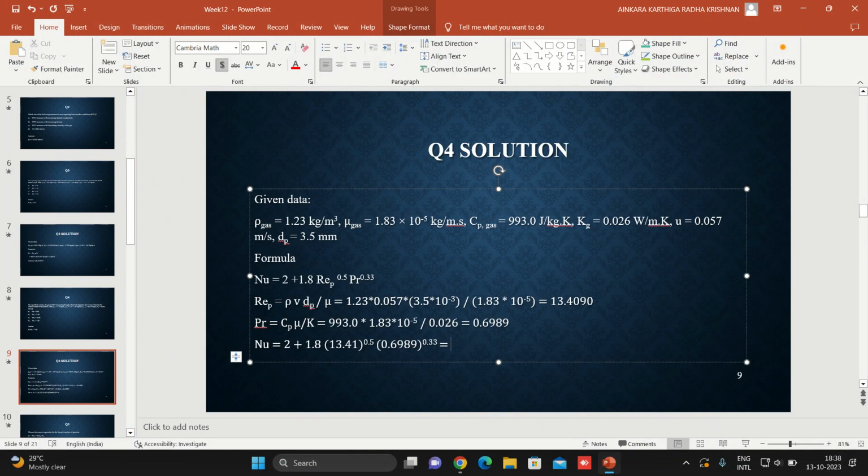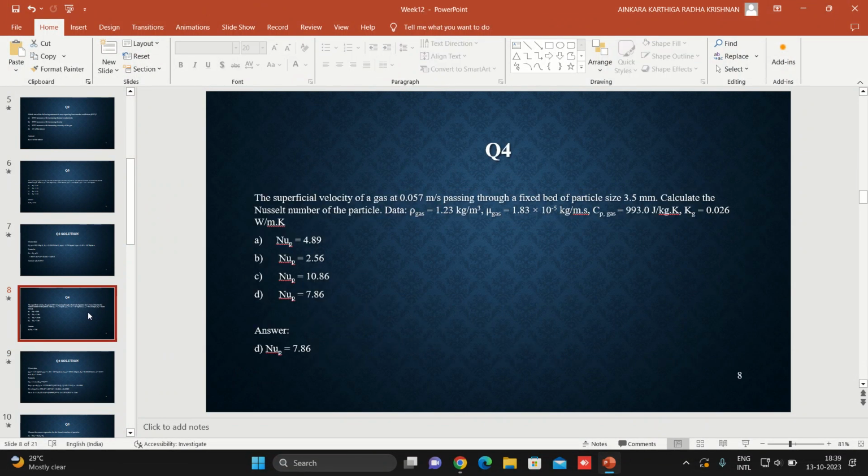We are getting 2 plus 1.8 into 3.2537. So what we need to do, 1.8, we are getting 7.85 or 86. We'll see what are the options given. Yeah, 7.86 is the right answer.